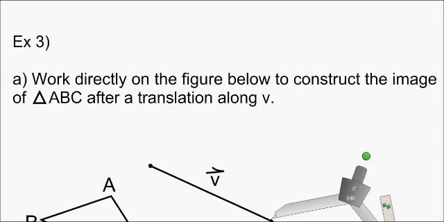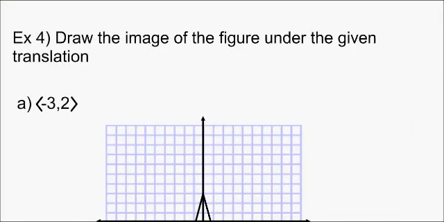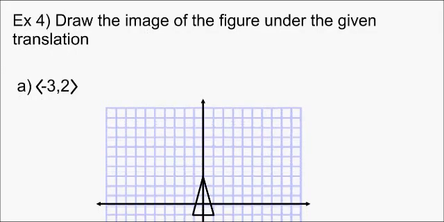Okay. Example 3 we will work on in class, constructing translations along vectors. Example 4, draw the image of the figure under the given translation. So this figure is moving -3, 2.